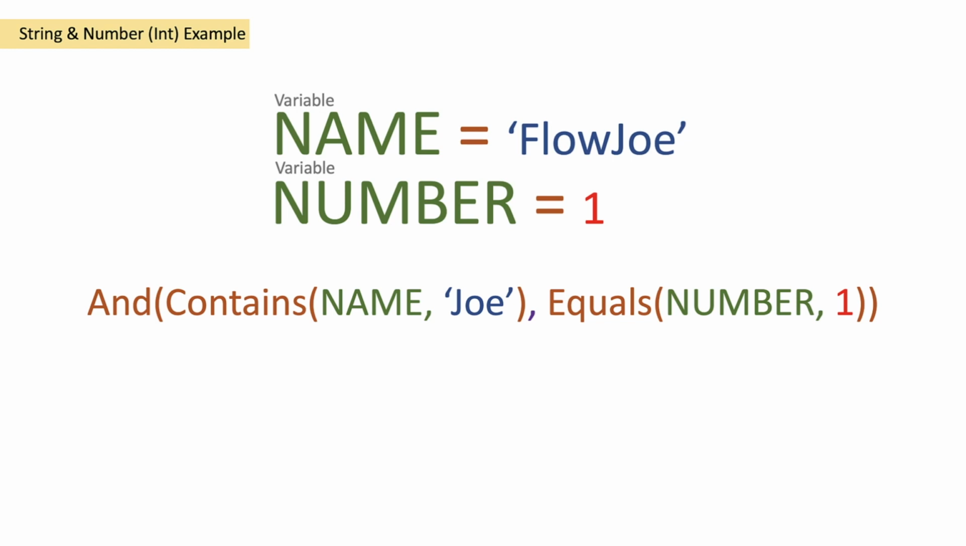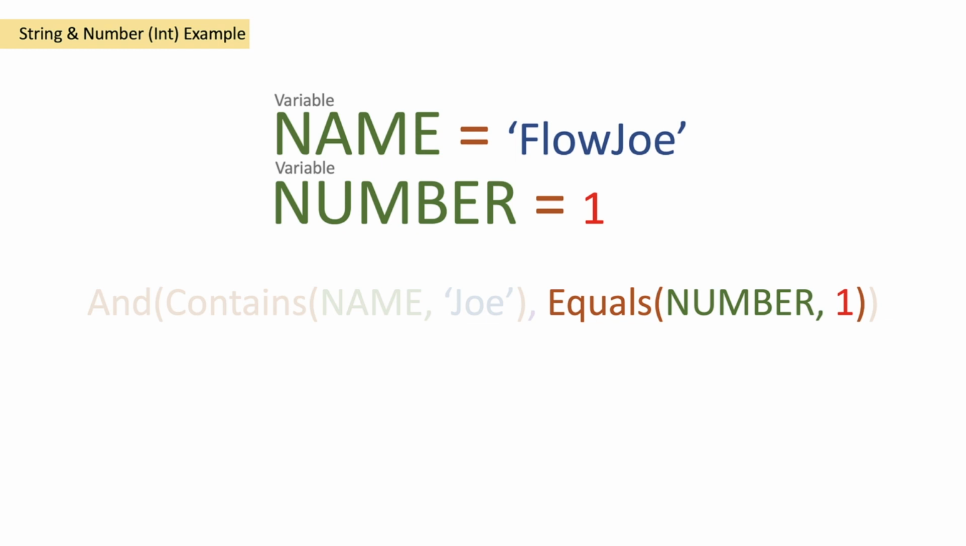So let's take a look at the contains function. What the contains function is doing is just checking to see if Joe is within the variable that we've passed in of name, Flojo. So this will be true. Then we pass in the number variable into an equals function separated by a comma, and then we pass in a digit of 1. So we're checking to see if the variable number, which is 1, is equal to 1.